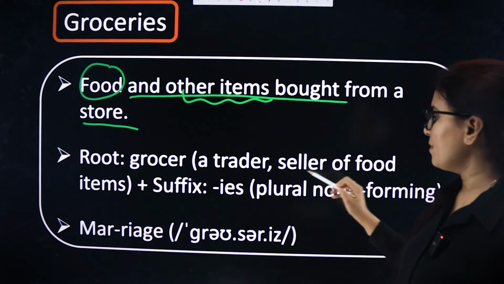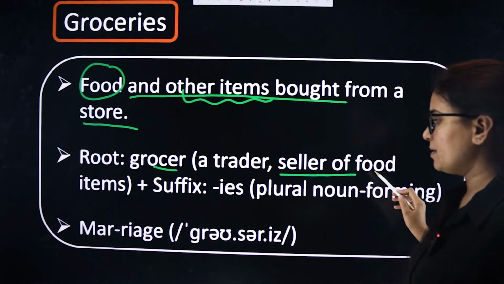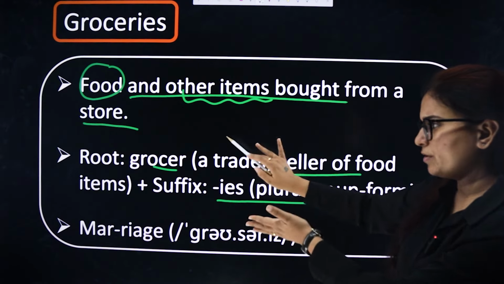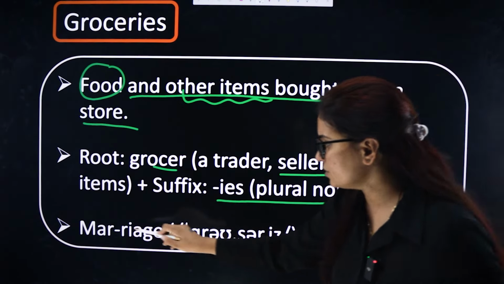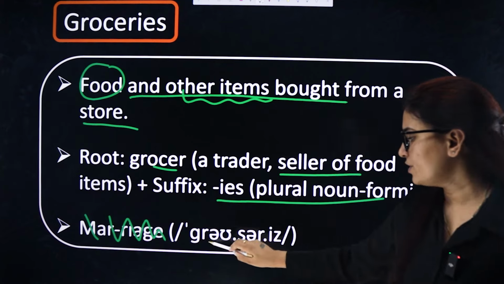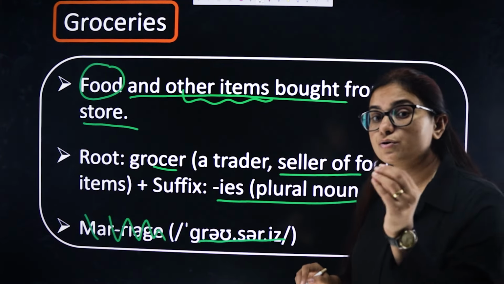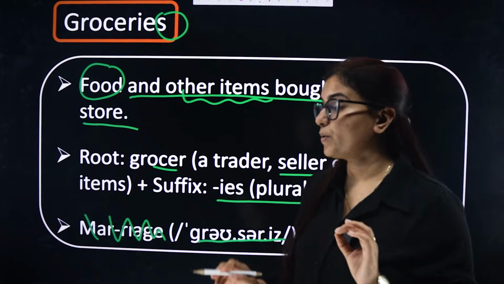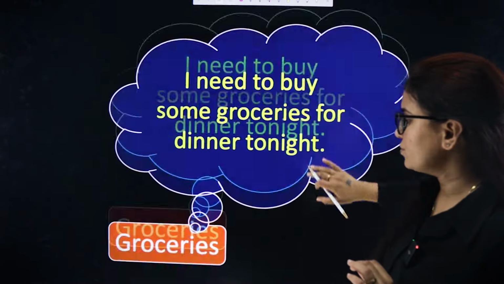Grocer means somebody who sells. This is just the breakdown of the word, so I'm not going to bore you with that. The pronunciation, I forgot to write the word here. Pronunciation is groceries. There is a Z sound at the end. Groceries. Okay. Let's look at the example on your screen.